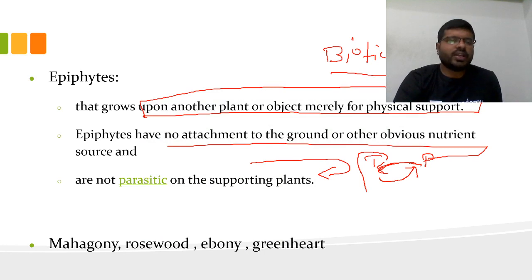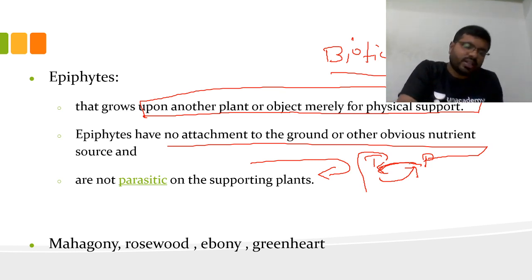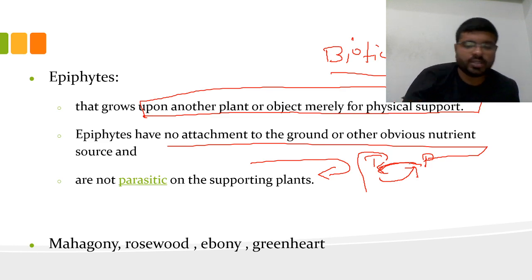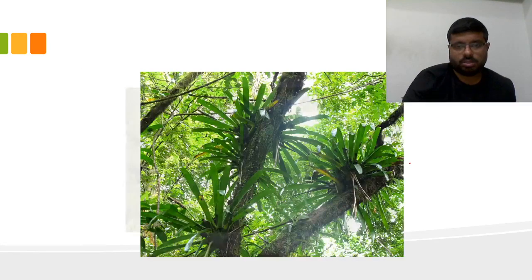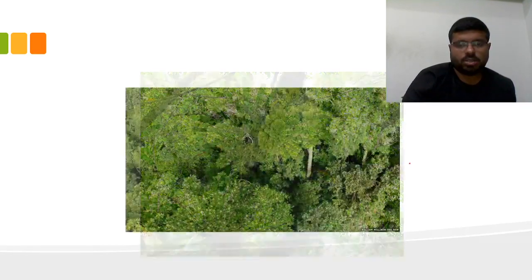Then what are the varieties of species you find? You can find species like mahogany, rosewood, ebony, greenheart, etc. These are the variety of species which you find in these areas. The kind of species names.